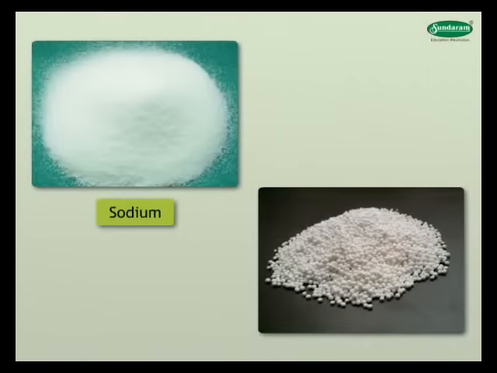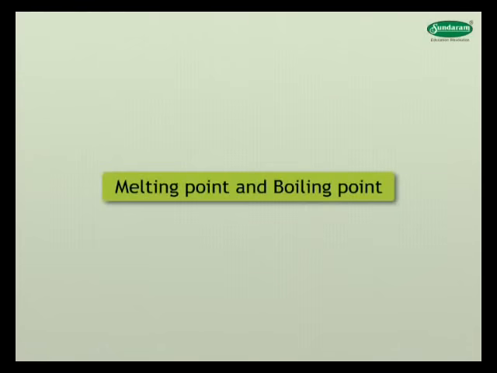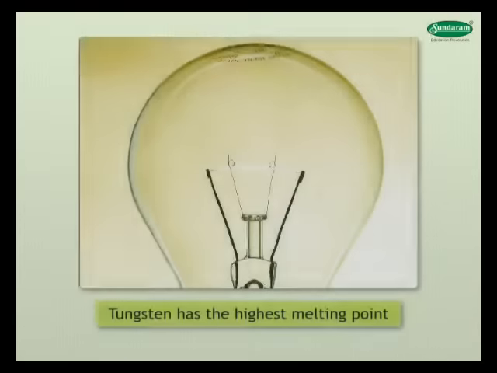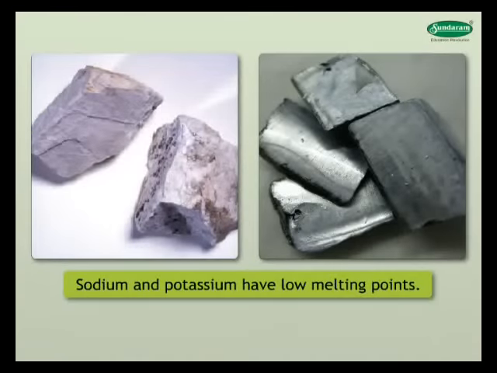Alkali metals like sodium and potassium are soft metals and can be cut easily with a knife. Let us study about another property, that is melting point and boiling point. Metals usually have high melting and boiling points. Tungsten has the highest melting point, whereas sodium and potassium have low melting points.